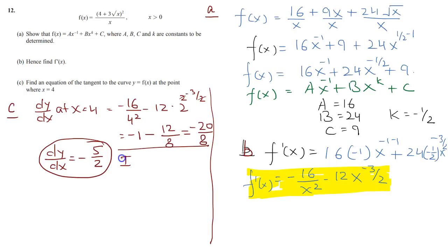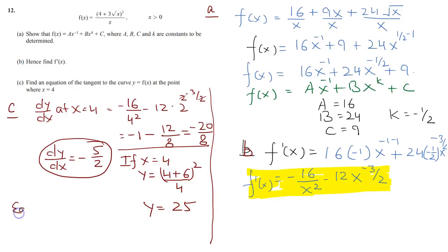Now if x is equal to 4, then y will be what? 4 plus 3 root 4. The root of 4 is 2, 3 times 2 is 6, so 4 plus 6, squared, over 4. So that is equal to 10 squared, 100 over 4. So y is 25.